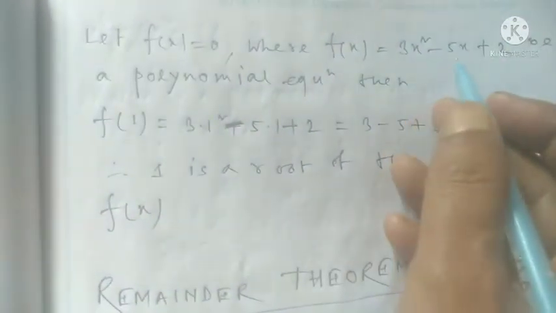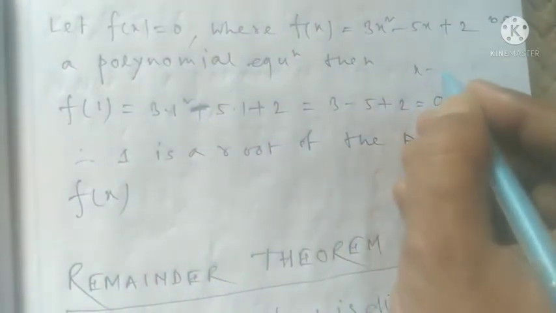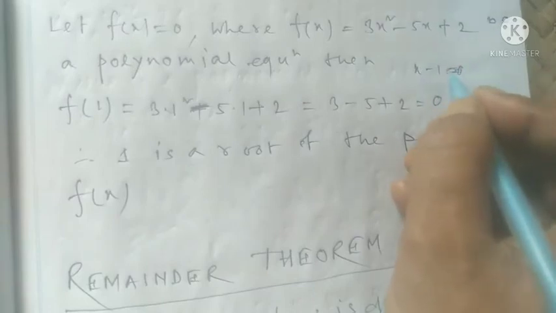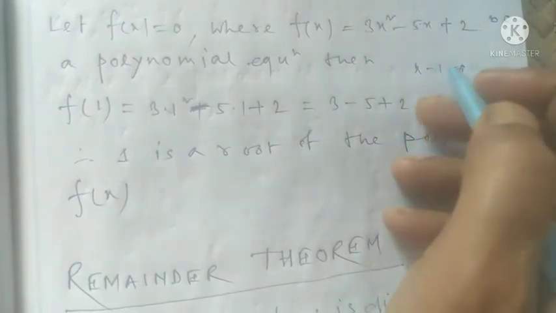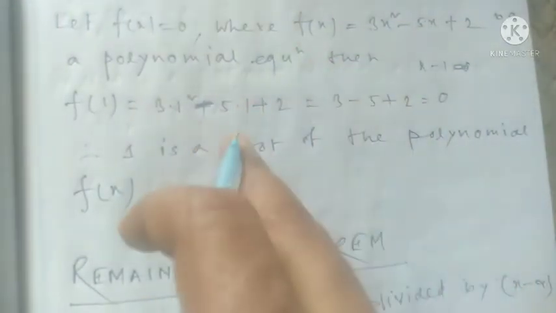Okay, so what are the roots of a polynomial equation? I am explaining directly with an example. Suppose your remainder is 0. Suppose you divide this polynomial by x minus 1. So how do we understand whether this is a factor, yes or no?